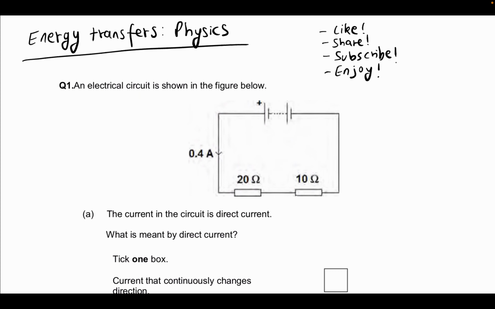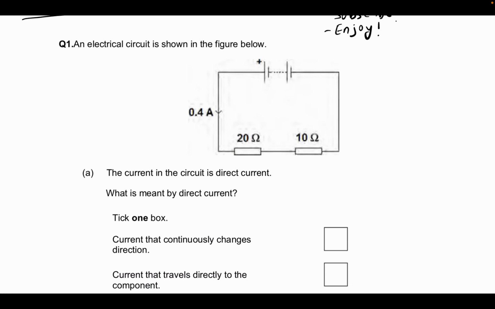Alright, so the first question states that an electrical circuit is shown in the figure below. We can see a battery here, and the current in the circuit is direct current, which means it only flows in one direction.